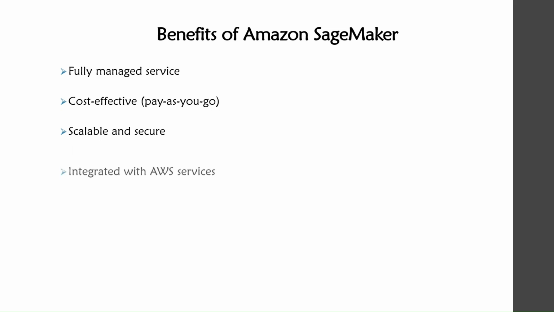So it's integrated with AWS services. SageMaker seamlessly integrates with other AWS services such as Amazon S3, AWS Lambda, and EC2, enabling a smooth and efficient machine learning workflow. These integrations enhance the machine learning pipeline from data storage to model deployment and monitoring. So these benefits make Amazon SageMaker an efficient and powerful tool for machine learning, providing scalability, security, and integration with the broader AWS ecosystem.